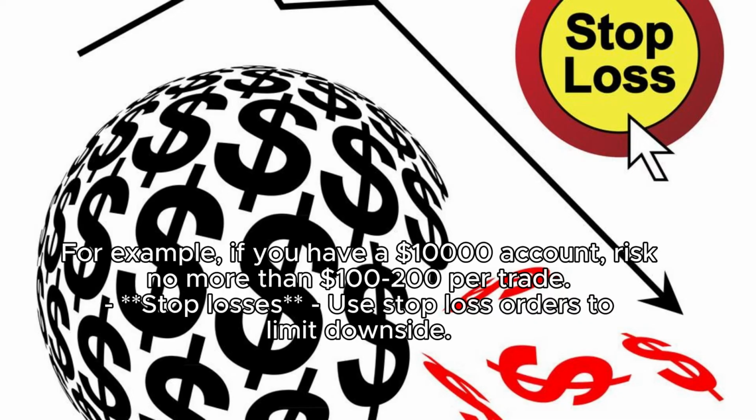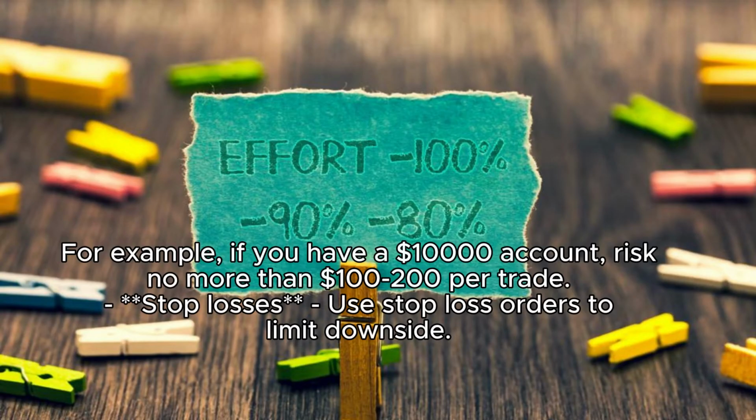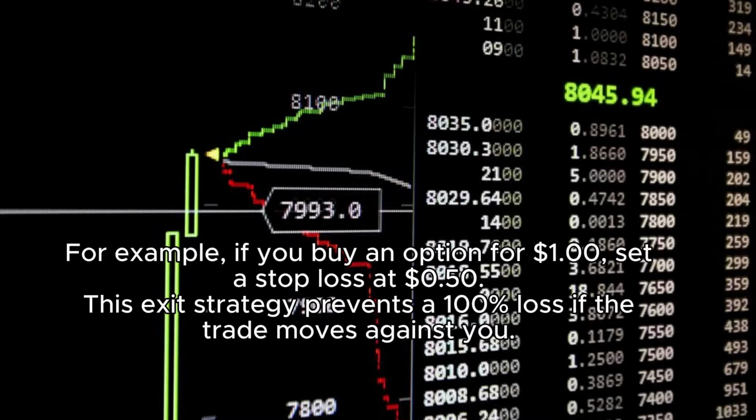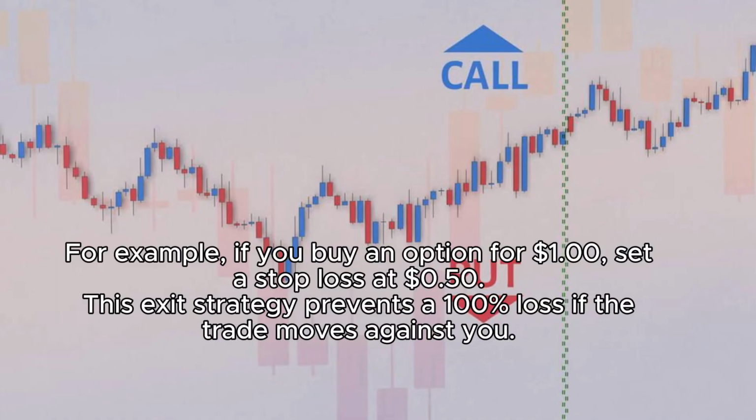For example, if you have a $10,000 account, risk no more than $100 to $200 per trade. Stop losses. Use stop loss orders to limit downside. For example, if you buy an option for $1.00, set a stop loss at $0.50. This exit strategy prevents a 100% loss if the trade moves against you.